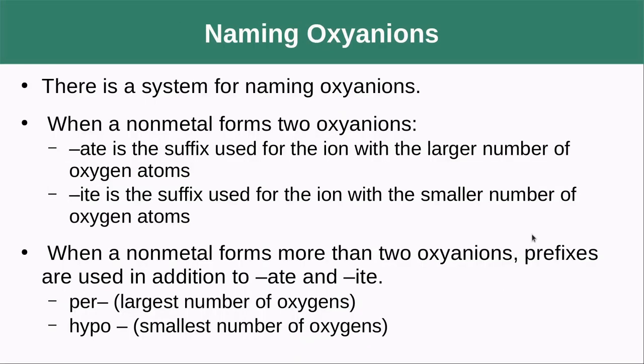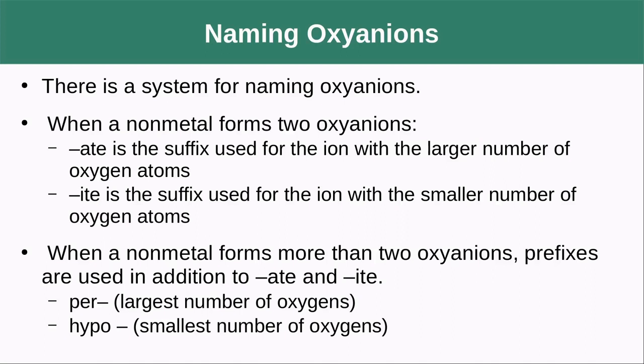Let's look at some more. There's a system for naming the oxyanions, polyatomics that contain oxygen. When a non-metal forms 2 oxyanions, ate is the suffix used for the ion with the larger number of oxygens. Ite is the suffix used for the ion with the smaller number of oxygens.